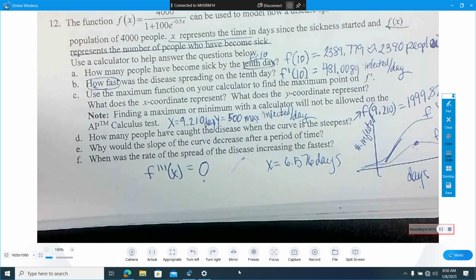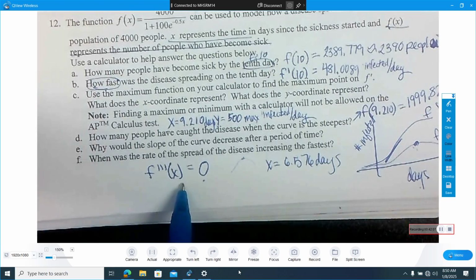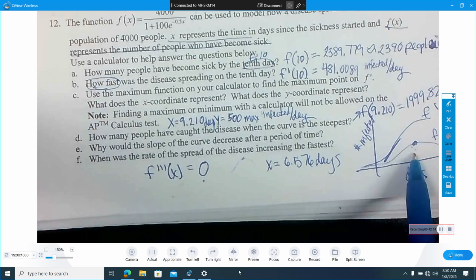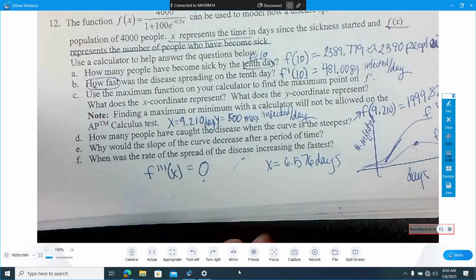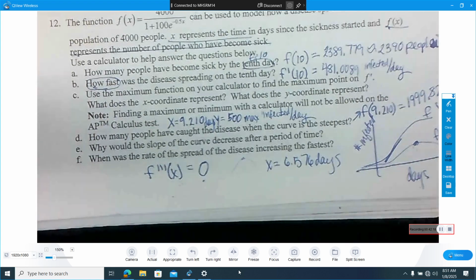I've never seen anything like that on the AP test, but this requires doing another derivative and finding the max of that. So, all right, y'all, finish that up.